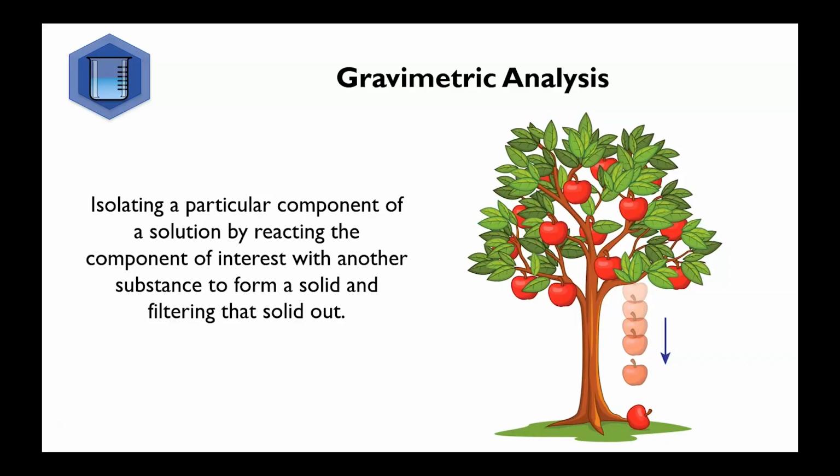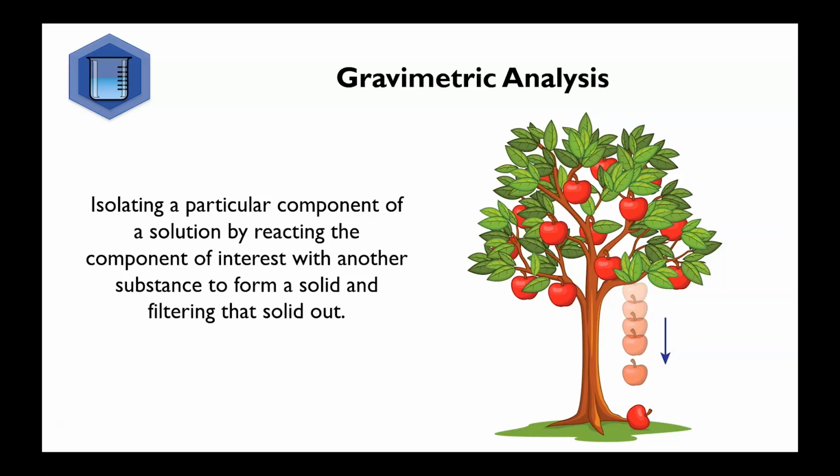Gravimetric analysis. Earlier, we talked briefly about having to isolate the cation in limestone by using a precipitating agent. Well, a problem with using a precipitating agent is that while you now have a solid at the bottom of the flask, you need to remove that solid from the liquid portion.